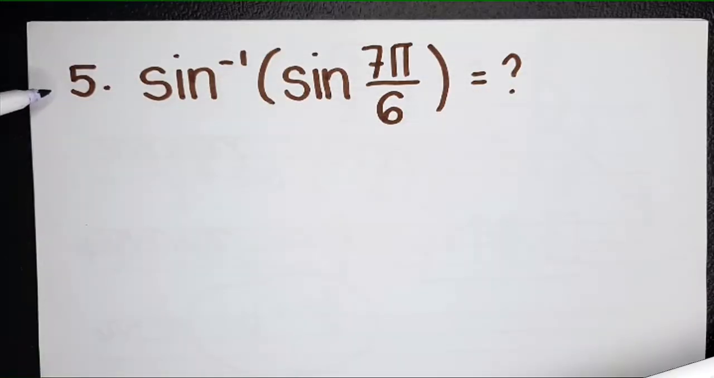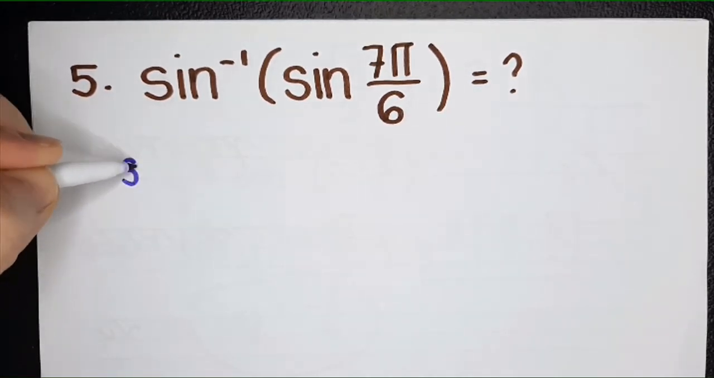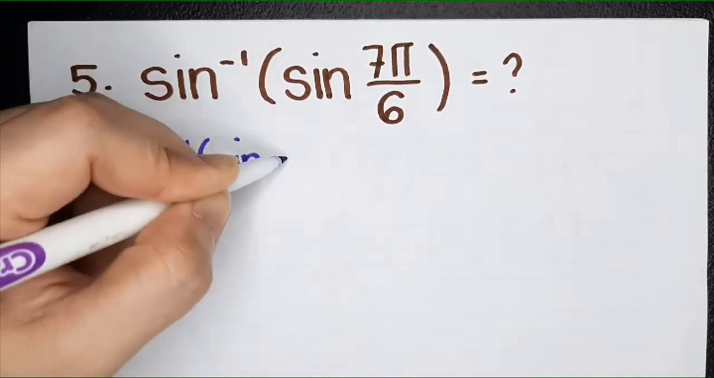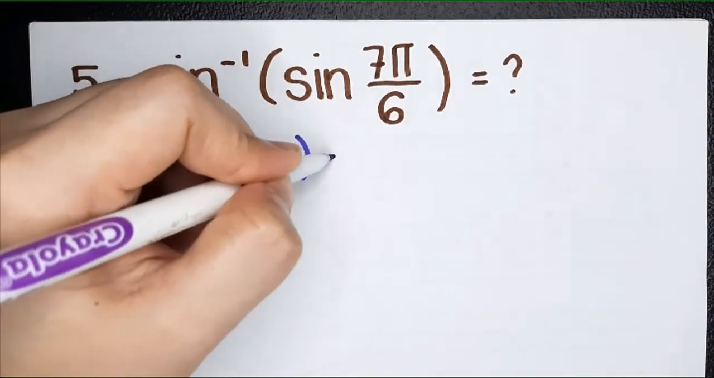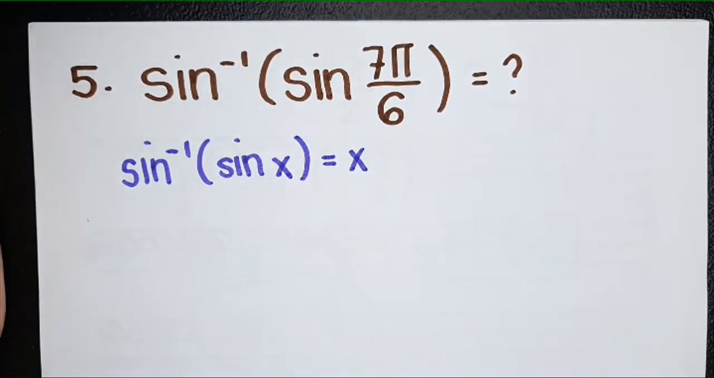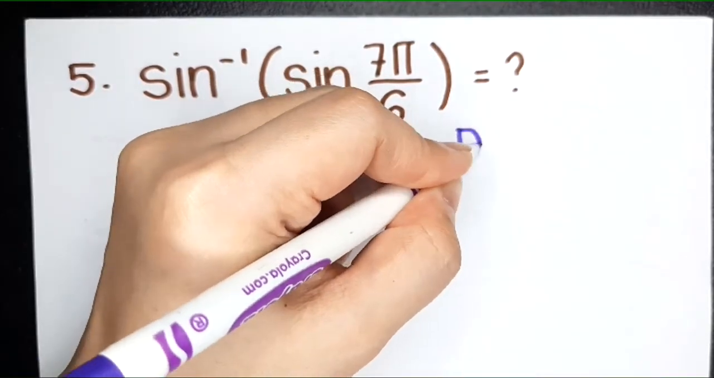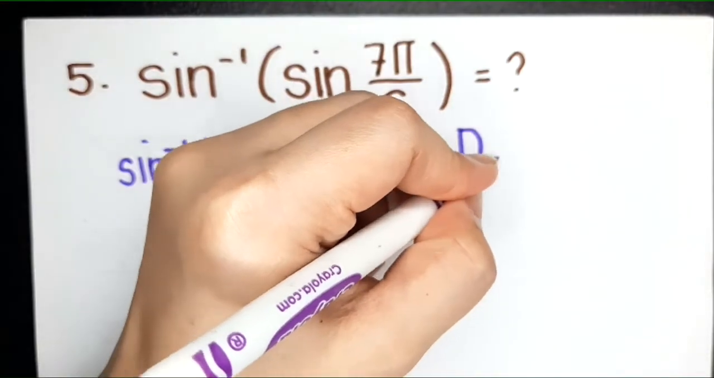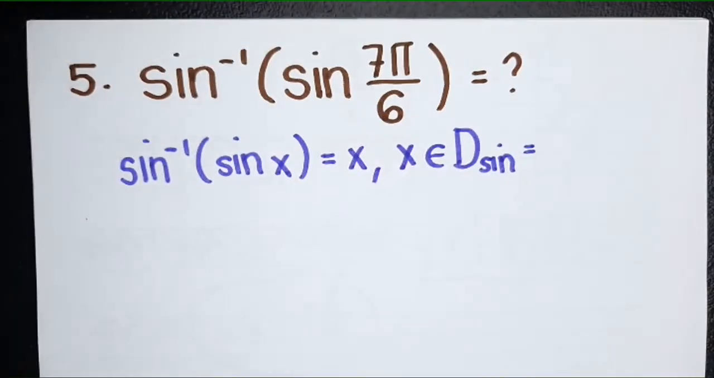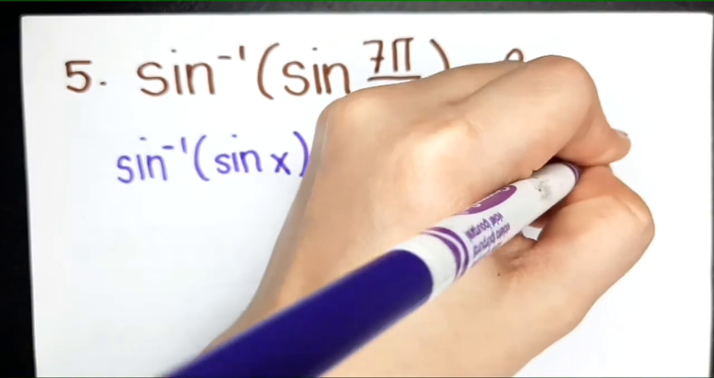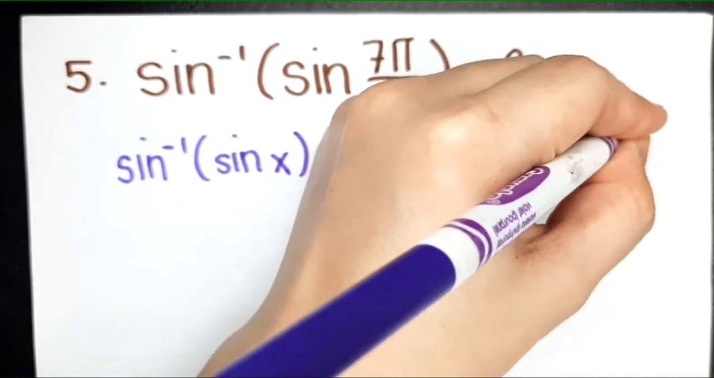Okay? Let's try this example. Okay? So, maybe you can recall this. Sine inverse of sine x is equal to x. Okay? But, x must be in the domain of sine. Oh, what is the domain of sine? The domain of sine, restricted domain of sine. It is negative pi over 2 to pi over 2. Right?